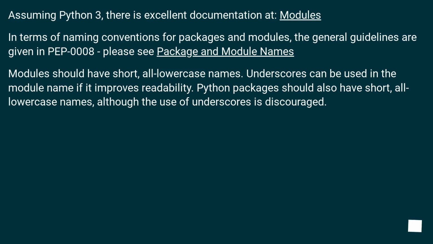In terms of naming conventions for packages and modules, the general guidelines are given in PEP 8. Please see package and module names. Modules should have short, lowercase names. Underscores can be used in the module name if it improves readability. Python packages should also have short, lowercase names, although the use of underscores is discouraged.